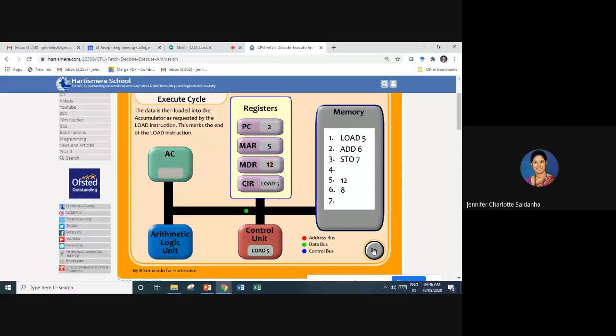It will go to ALU. Okay, from MDR it will go to ALU. So it will go to the accumulator of the ALU. That completes the execution of the first instruction. Data from the memory location 5, that is 12, is loaded into the accumulator, into the processor, and the processor means it will go to the arithmetic and logical unit.